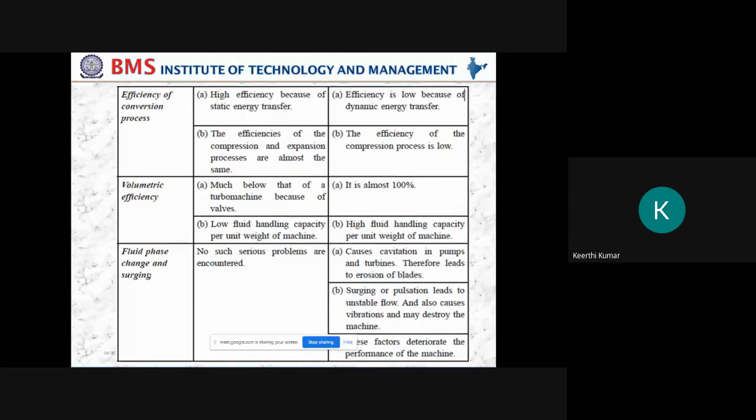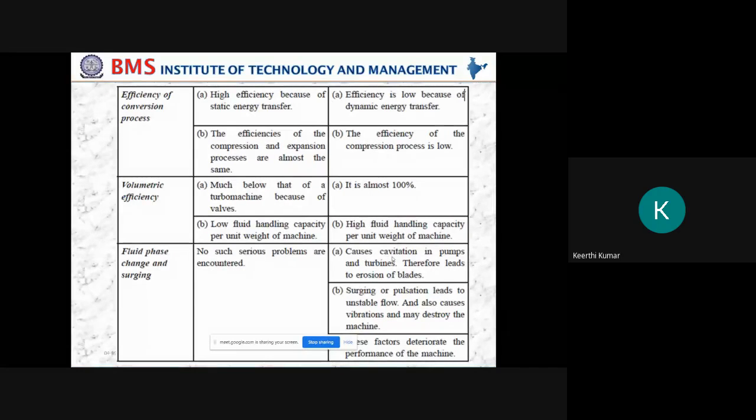Then fluid phase change and surging. That means if the fluid is flowing inside the turbo machine, there is no serious problem encountered in the positive displacement machine. But these three are very important points. Because of the flowing of the fluid through the turbo machine, it may cause cavitation of the pump or turbine. Therefore, it leads to erosion or corrosion of the blades. Very important point is this. Under the heading of fluid phase change or surging, there is no problem encountered in positive displacement machine, but there is a serious problem of cavitation.